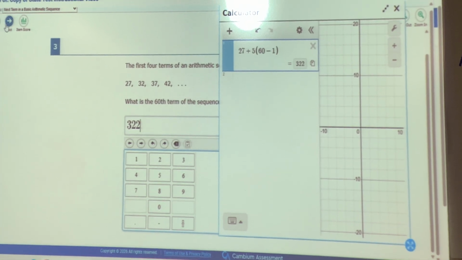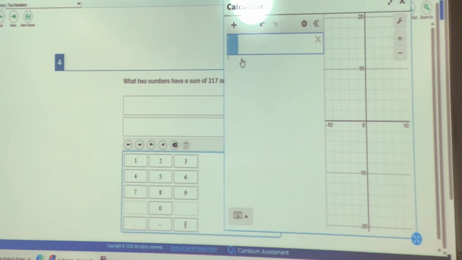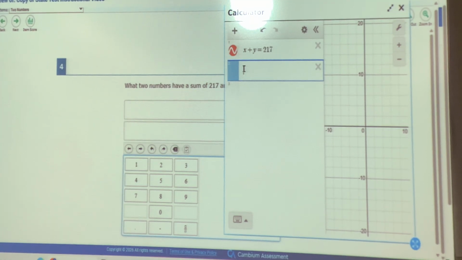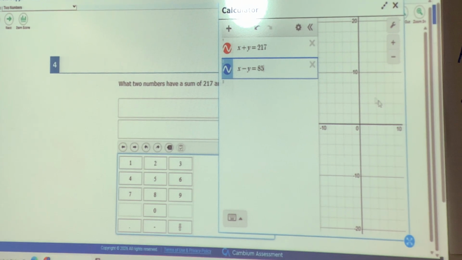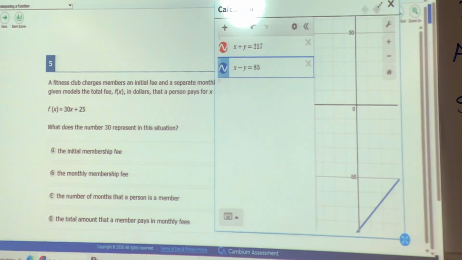Question number 4. Mystery numbers, remember sum just means x plus y, so this one we'd have x plus y equals 217, difference means minus, so x minus y equals 85, and then your answer is where it crosses. You don't have to show them that, Mr. Peck, they already know how to do that.